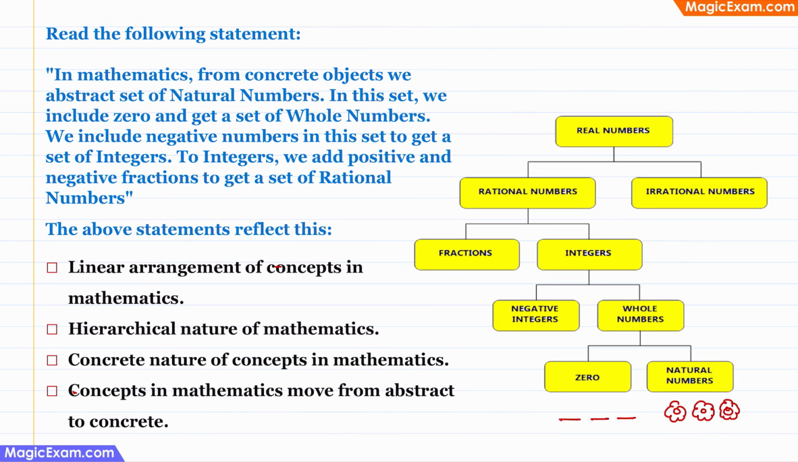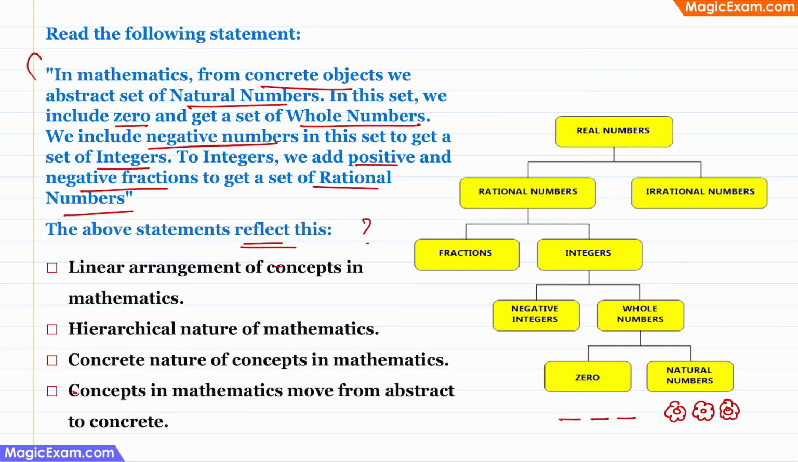Read the following statement. In mathematics, from concrete objects, we abstract a set of natural numbers. In this set, we include 0 and get a set of whole numbers. We include negative numbers to this set to get a set of integers. To integers, we add positive and negative fractions to get a set of rational numbers. The above statements reflect which of the following?